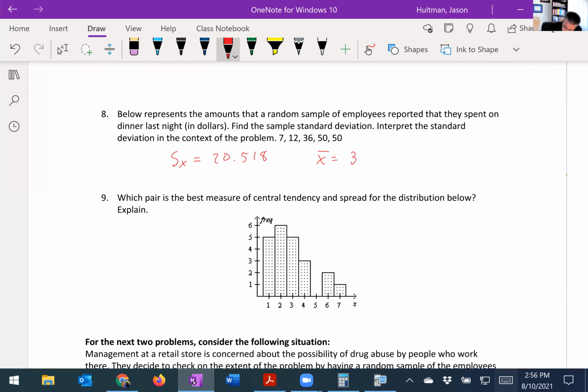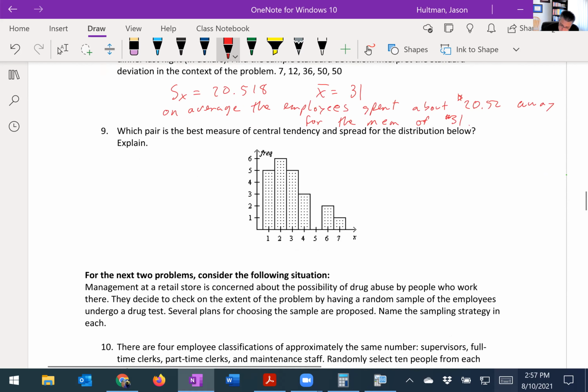Okay, so this was $31. Okay, so to interpret this, we would say that on average, the employees spent about $20.52 away from the mean of $31.